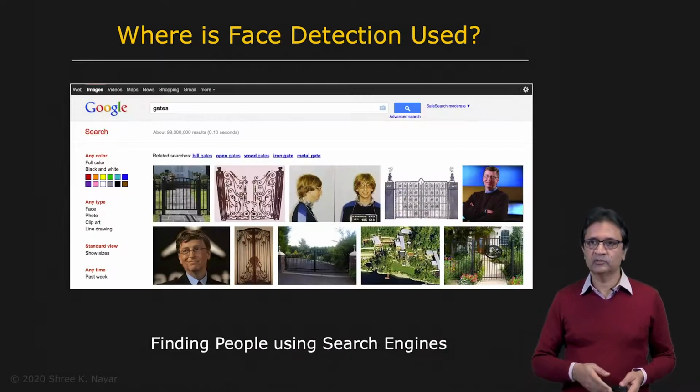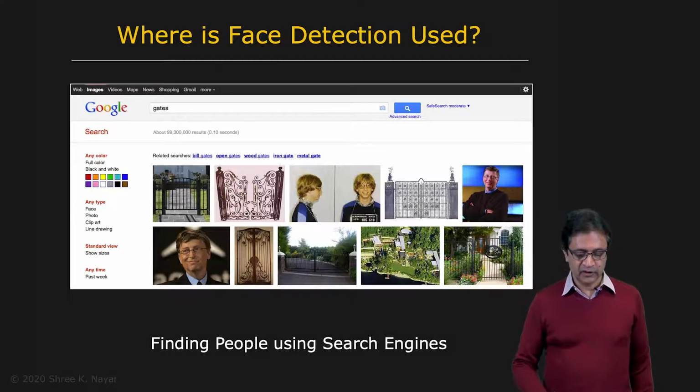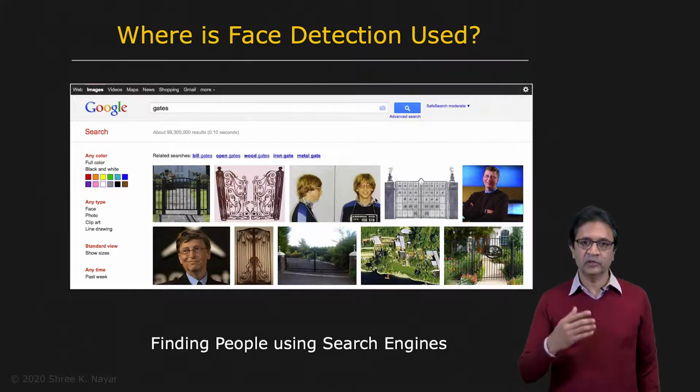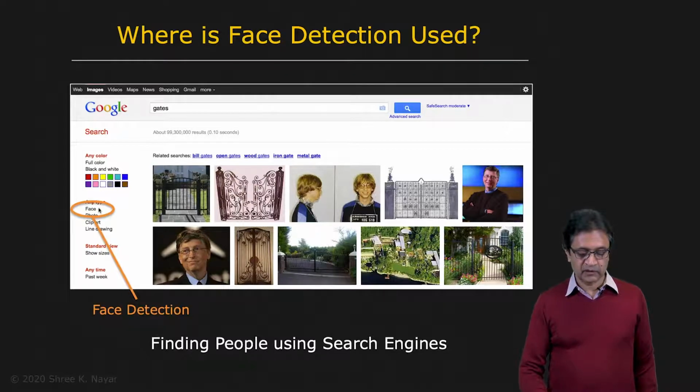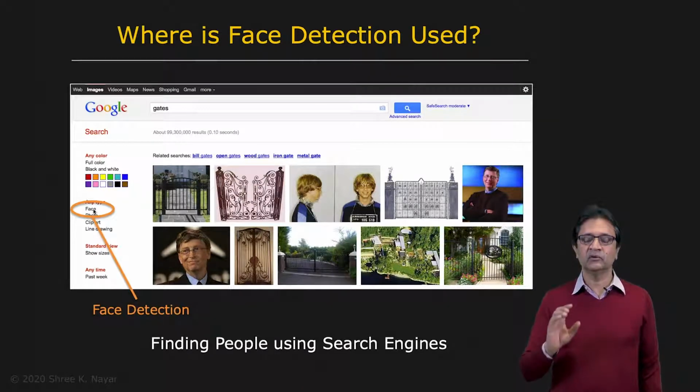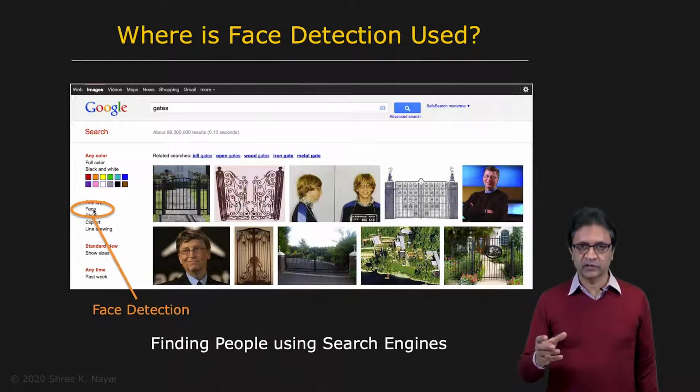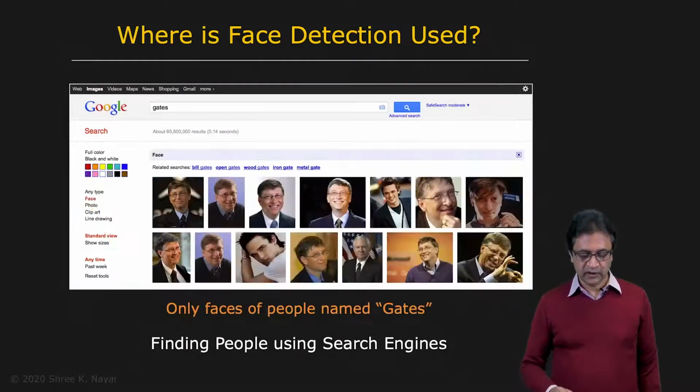And then there is the problem of visual search. So in a search engine, if you run a query such as this, it says Gates here, you find physical gates like this, and you find people with the name Gates as well. But if you are particularly interested in people, then you can click this button right here which says face, and then it's only going to show you images with faces in them, and therefore people with possibly the name Gates, as you can see right here.